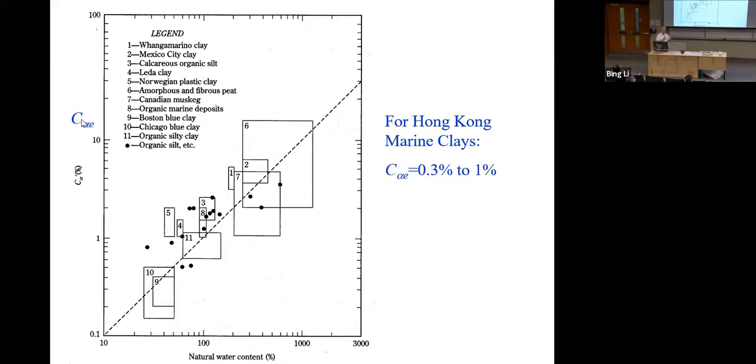C alpha E, you can see in the figure. C alpha E is the slope of that line. The larger the C alpha E, the more creep. So in Hong Kong, C alpha E is not very big, it is 0.3 to 1, maybe to 2%. But for some soils, for example Mexico City clay, the number here is 2, which is quite big. The cross line here is maybe 4 or 5.